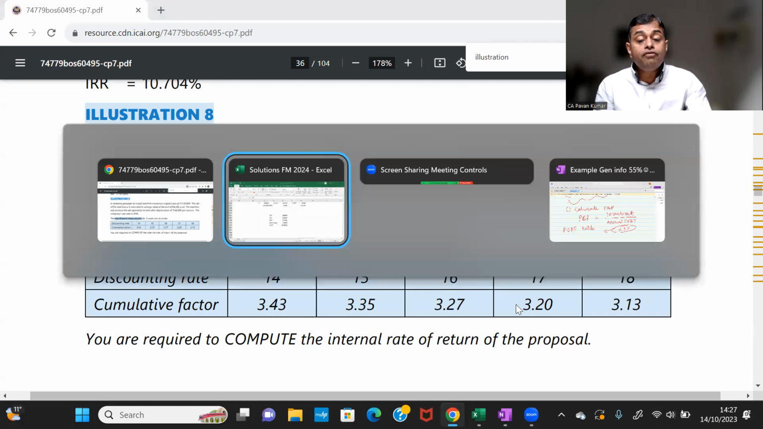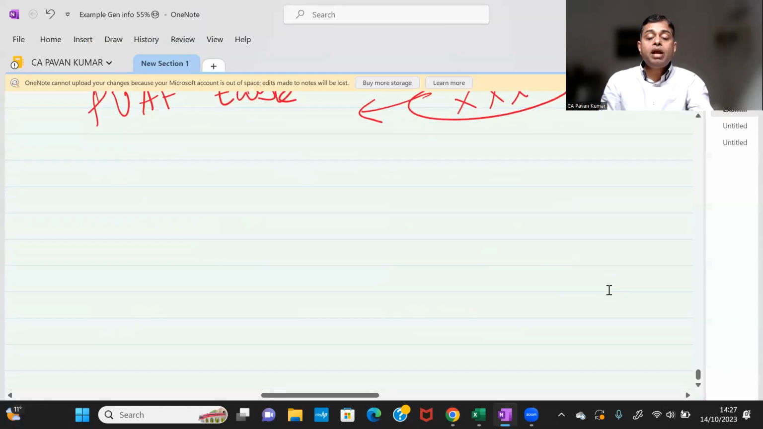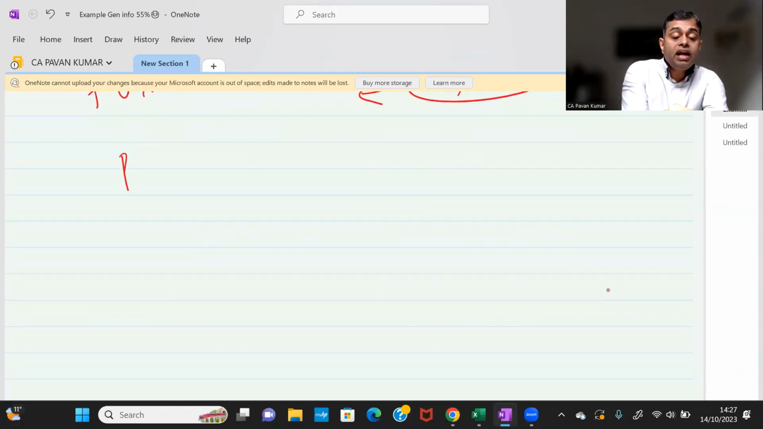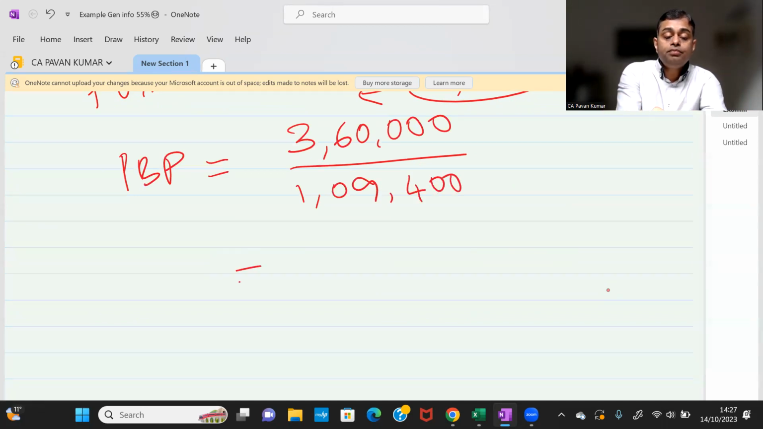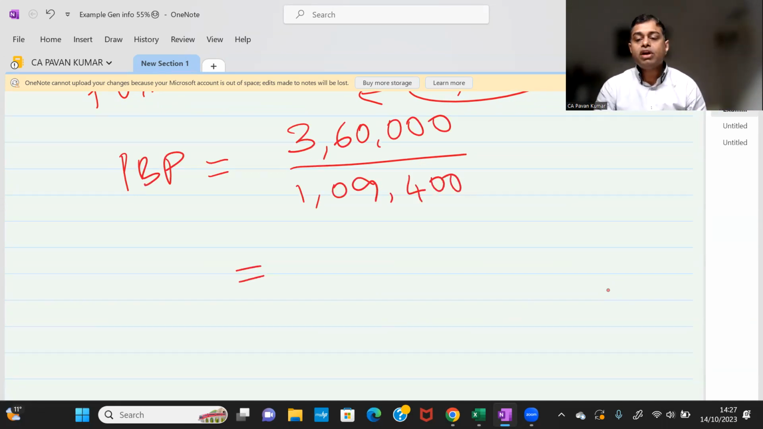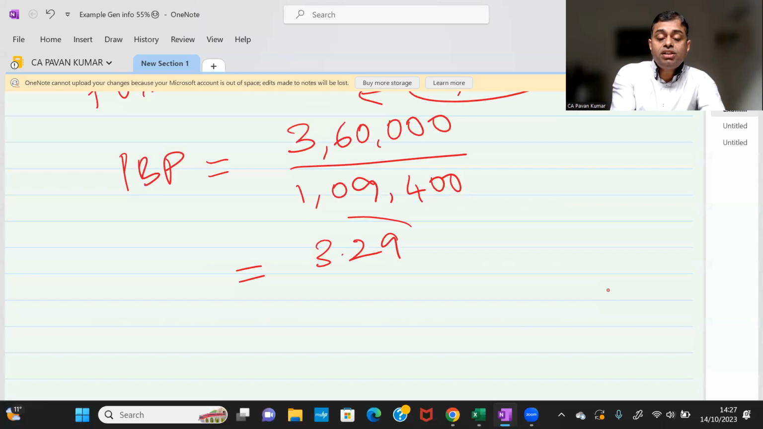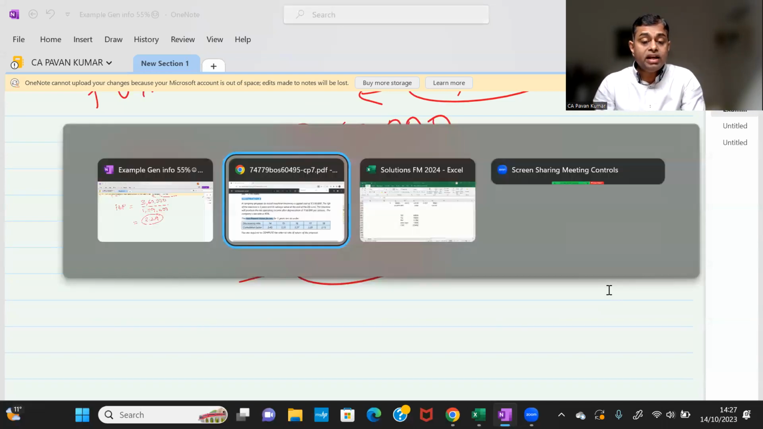So when cash flows are uniform, what is step 1? Calculate payback period. Payback period is equal to initial investment 3,60,000 divided by 1,09,400. Can you calculate and tell me? 3,60,000 divided by 1,09,400 is 3.29. Now you search where this 3.29 is.